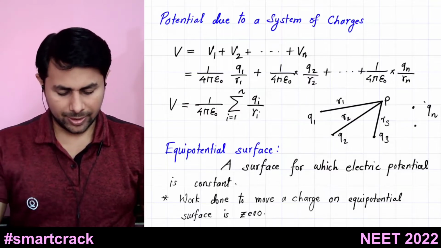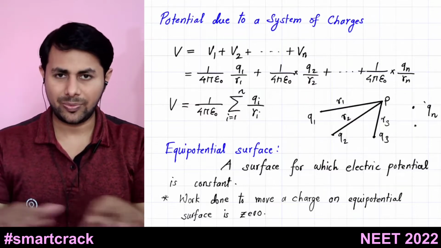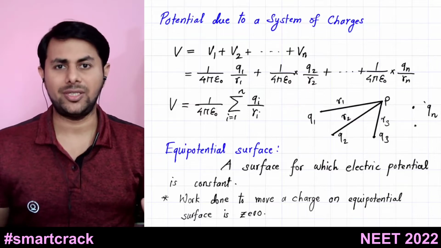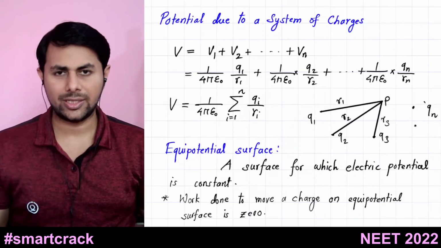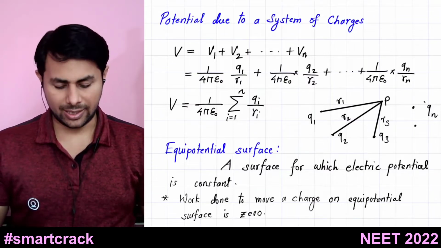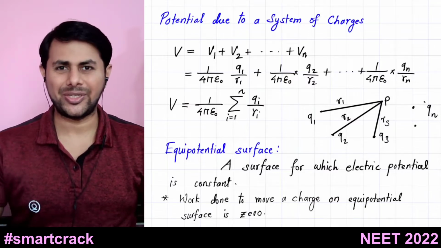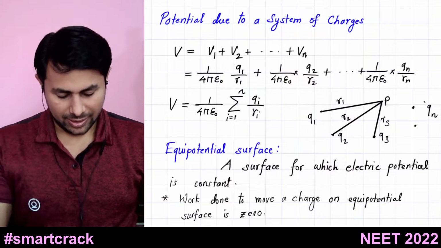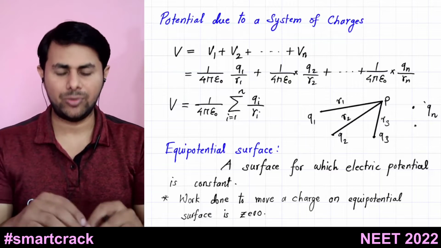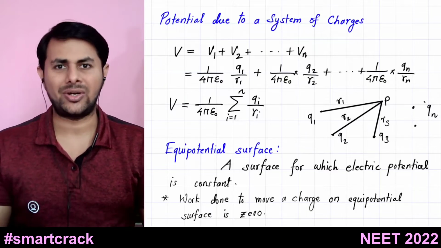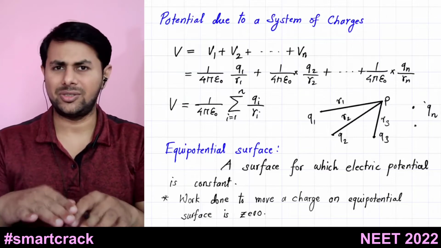Okay, after that, next is the equipotential surface, the surface over which potential is constant. A surface for which electric potential is constant is known as an equipotential surface, and this is of very high importance. Okay, the equipotential surface is very significant. The work done to move a charge on an equipotential surface is 0. So if you move a charge from one point to another point on an equipotential surface, there is no work done. All right, since there is no change in potential.